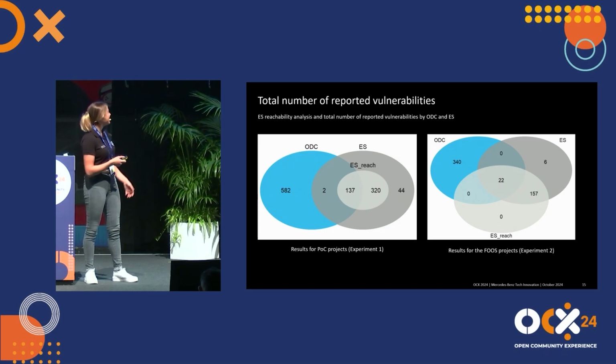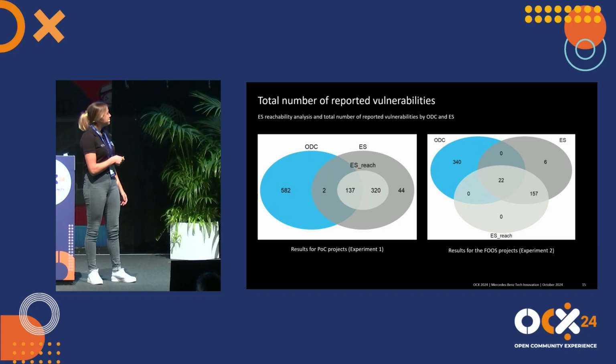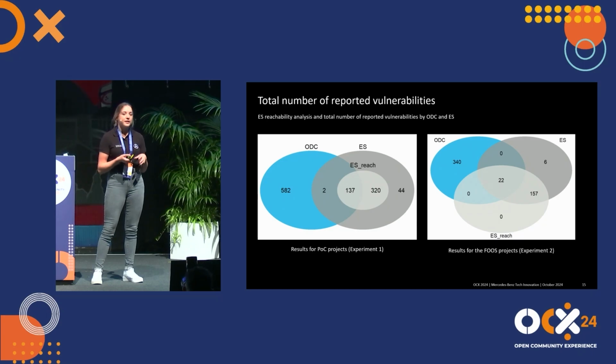So why? If you take a look at the reachability analysis, which is here, we can see that almost all non-reachable vulnerabilities are here in the Eclipse Steady only area. If we take a look at the FOSS experiment, we can see almost the same. OWASP Dependency-Check again detected way more vulnerabilities than Eclipse Steady, and the intersection is relatively small compared to the whole number.